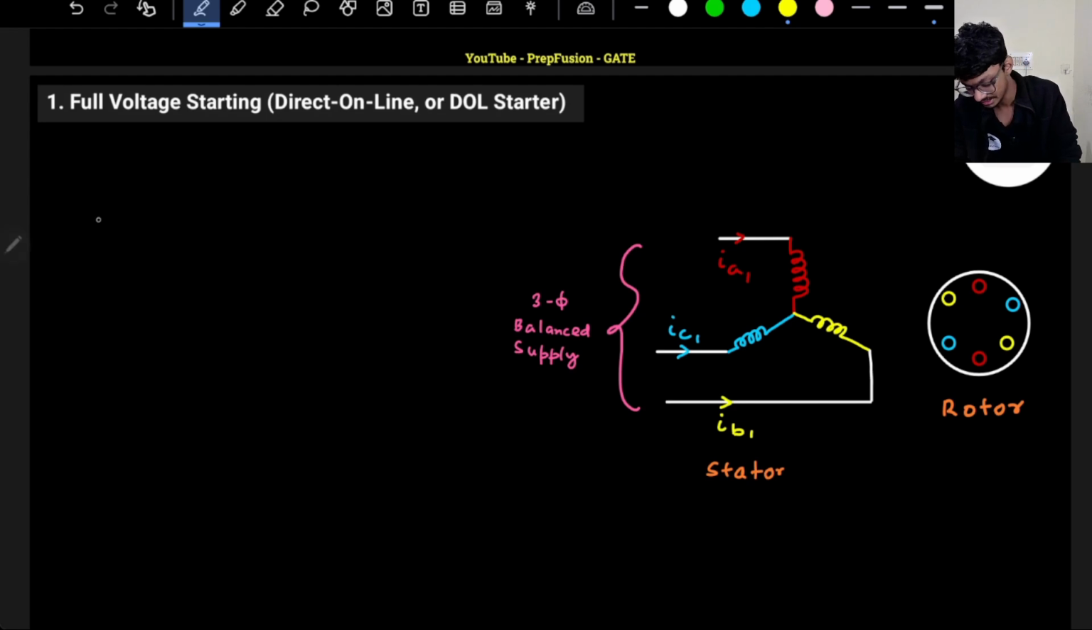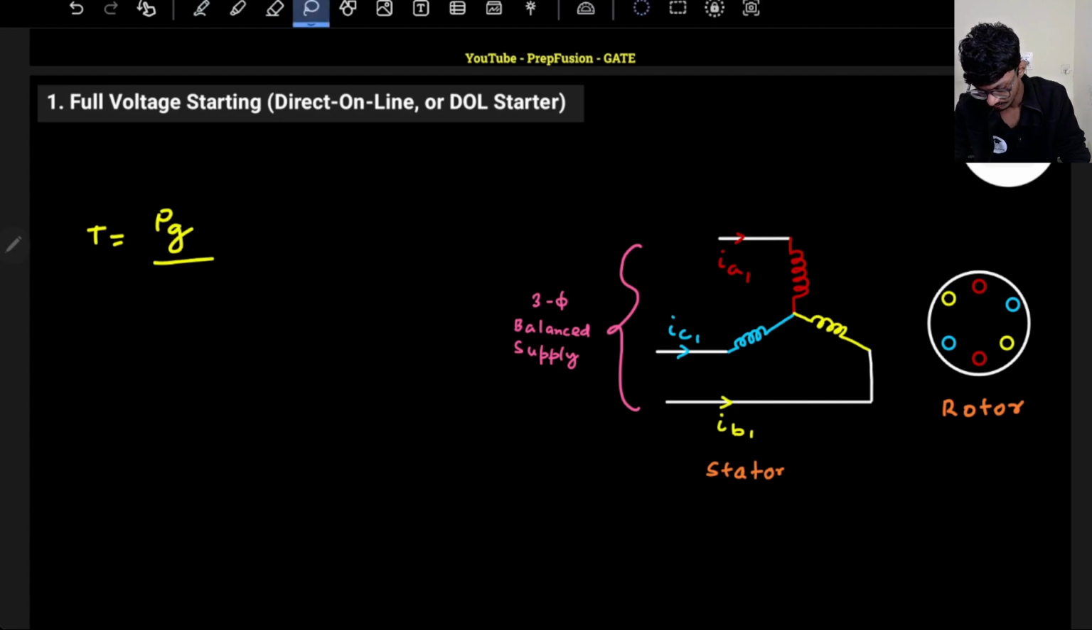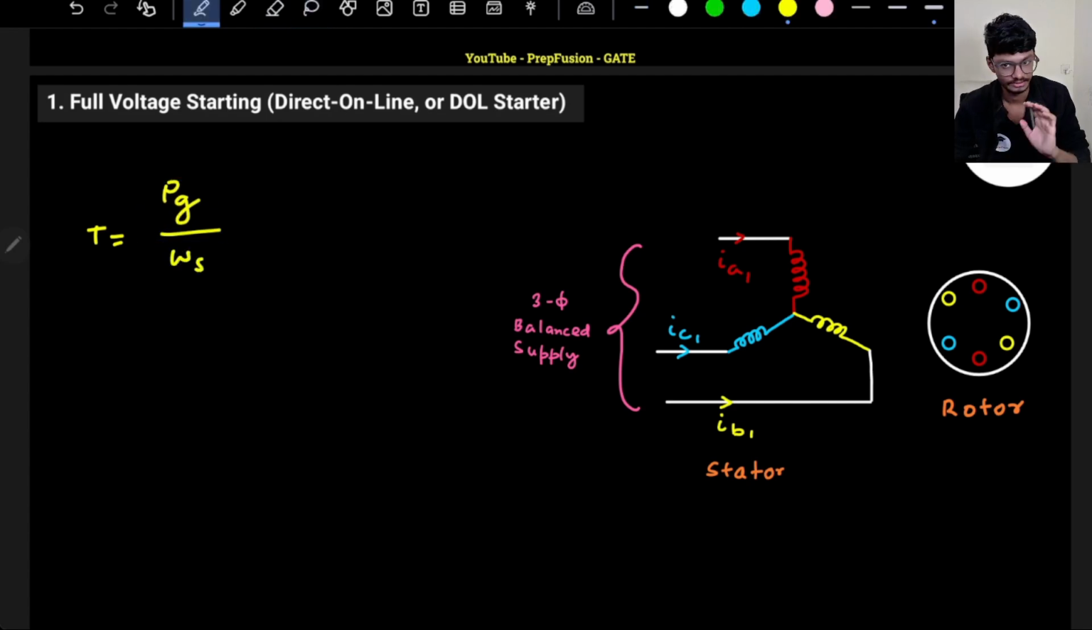Ignoring those losses, I can directly say the torque developed, right? We have already discussed the power flow of the induction motor. Torque developed will be the air gap power divided by the synchronous speed, right? This we have discussed already. So what is the air gap power?